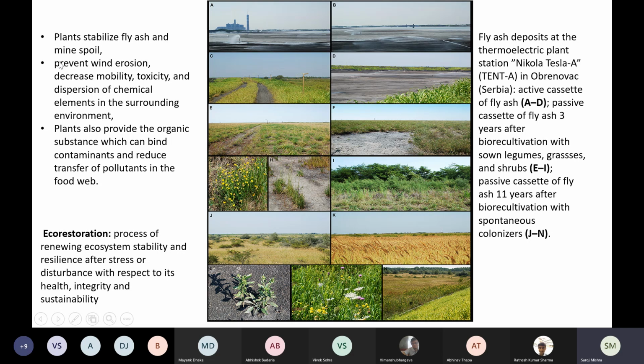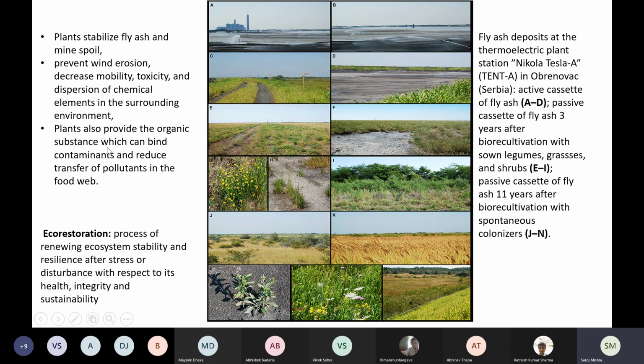Okay, so what do plants do? They stabilize. So again, it is phytostabilization. They can phytostabilize the fly ash and material which comes from the mines, etc. They also prevent wind erosion. They decrease the mobility, the toxicity, and the dispersion of chemical elements in the surrounding environment.